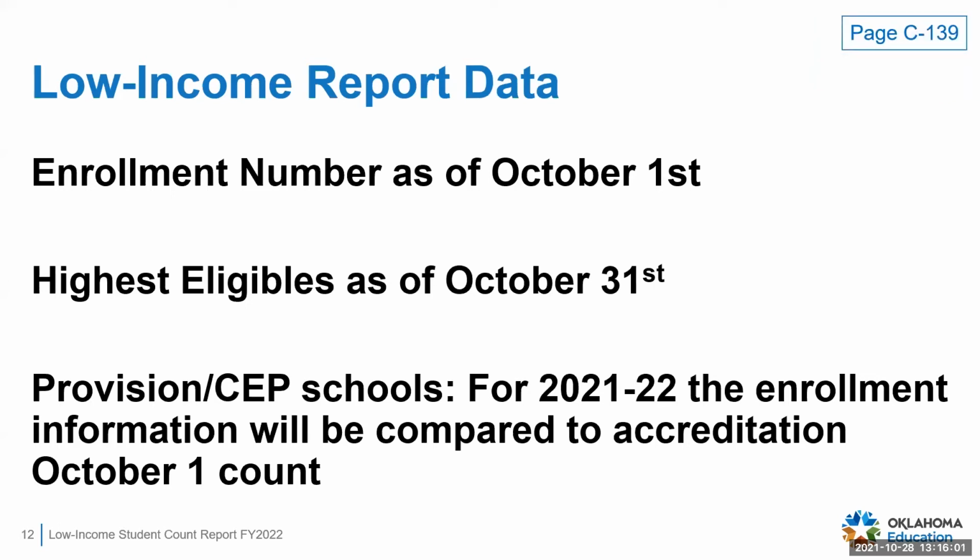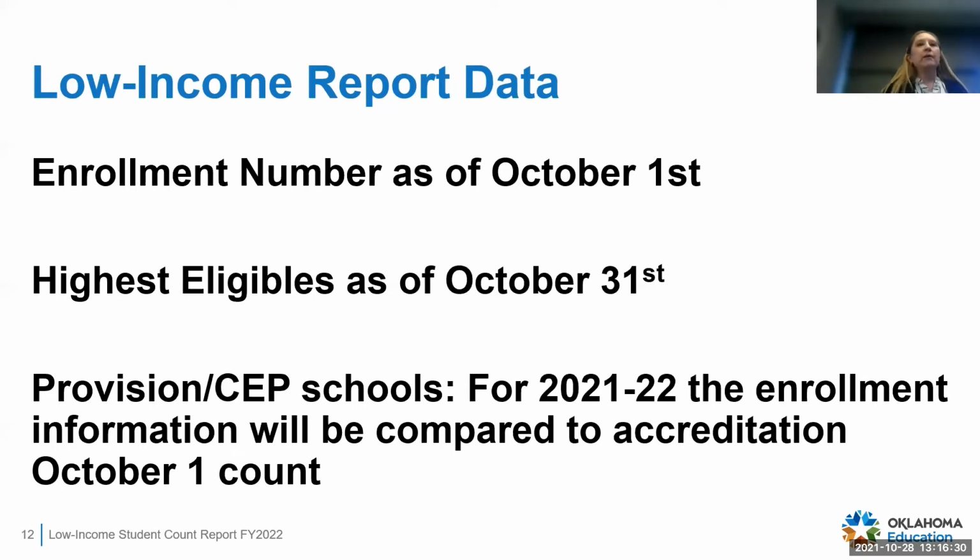Well, then mom comes and brings an application and they're reduced. So maybe you feed them the next 5 to 10 days as a reduced student. And then all of a sudden that child appears on the direct cert list. So now they're a free student. So they could be eligible in all 3 categories, but they're not going to be included in your enrollment but one time. Provision in CEP schools for 21-22, you're still going to need that October 1 count.